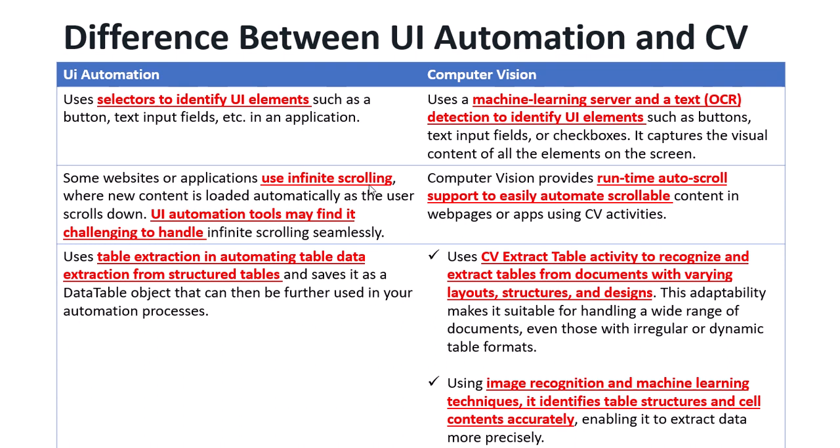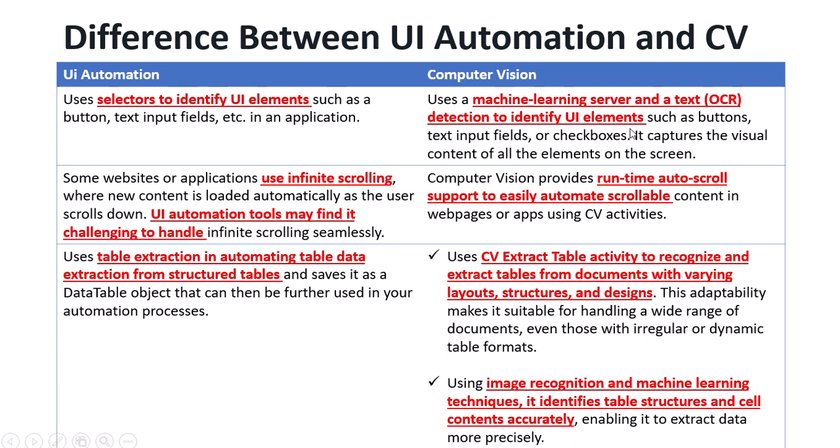This is a side-by-side comparison for UiPath automation, conventional method and computer vision. The first point is that UiPath conventional automation uses selectors to identify UI elements such as a button, text, input fields, etc. We all worked on these things, so we know. We need to go to UiPath Explorer and use the selectors to identify different UI elements. On the other hand, computer vision uses machine learning servers and text OCR detection to identify UI elements.